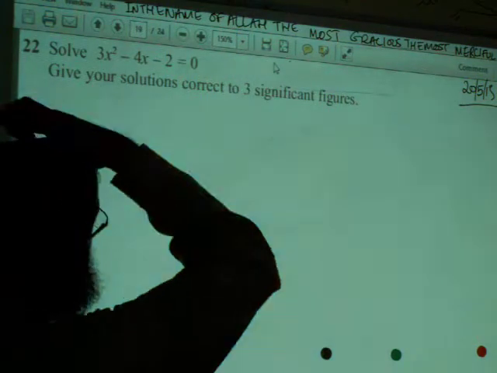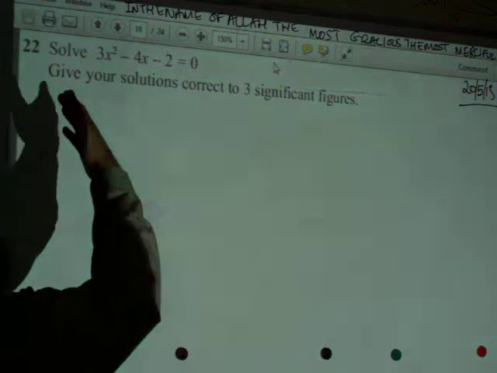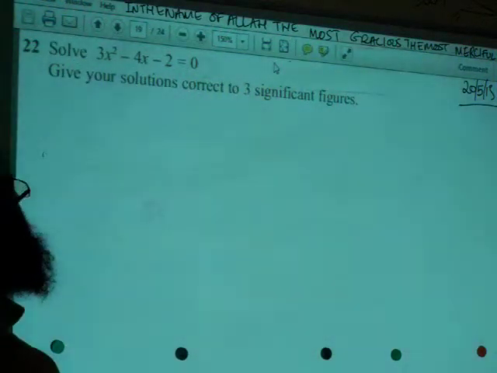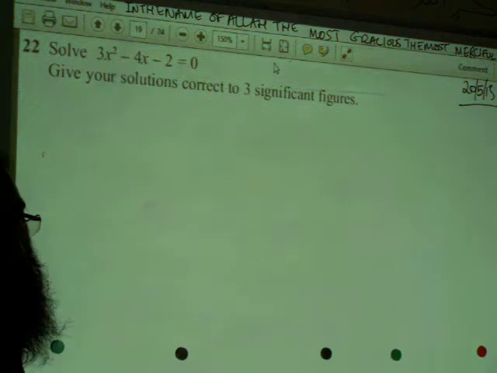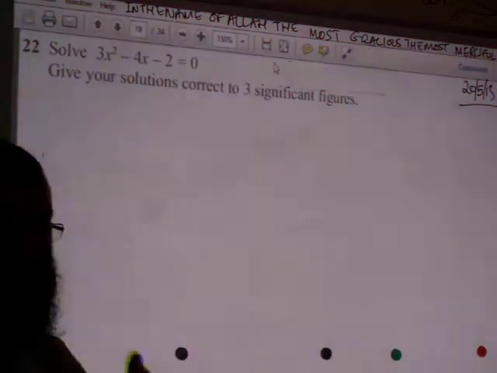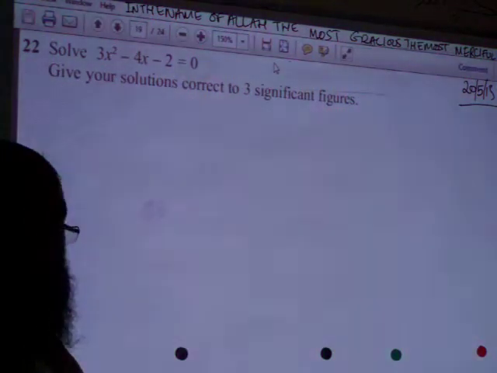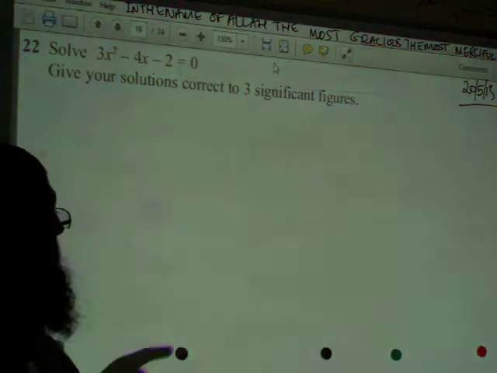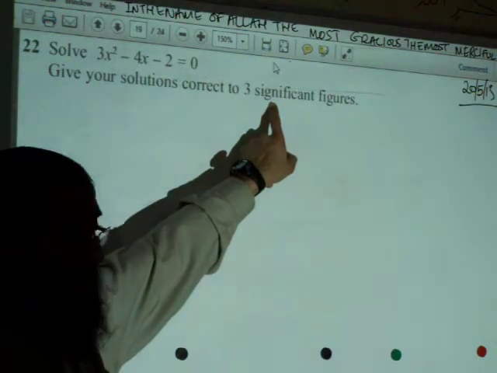That's lovely. Okay, the next question, question number 22, says: solve 3x squared minus 4x minus 2 equals 0. Give your solutions correct to 3 significant figures. Now, when you read those words, 3 significant figures, what do you think straight away? It's going to be a non-factorizing method. So they're not asking you to factorize it yourself. Can you factorize this, Isa? I can't. Can you do it?